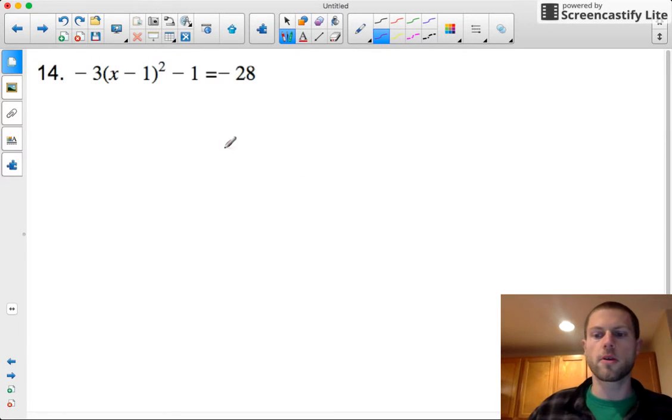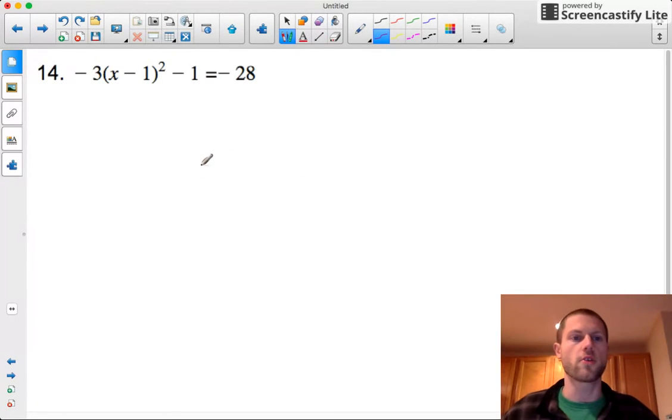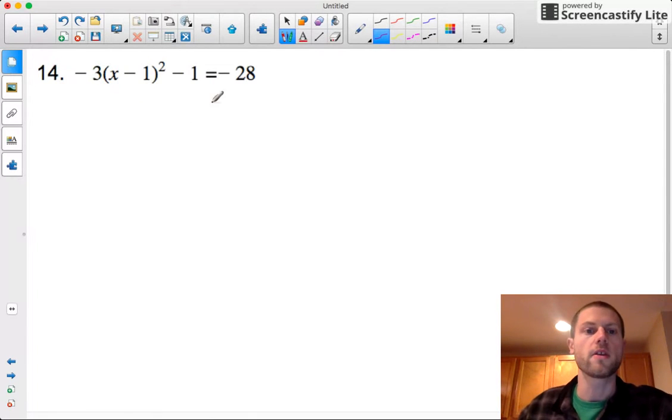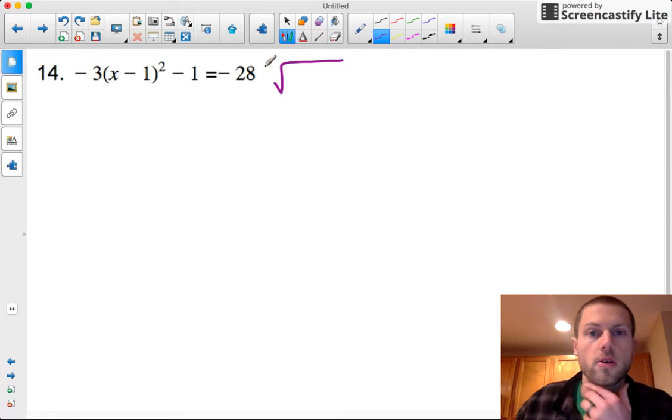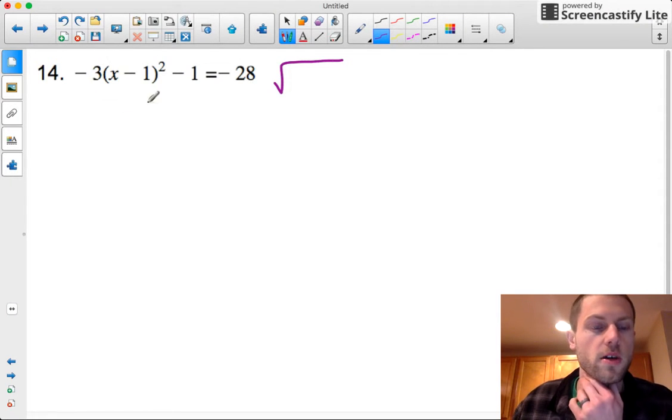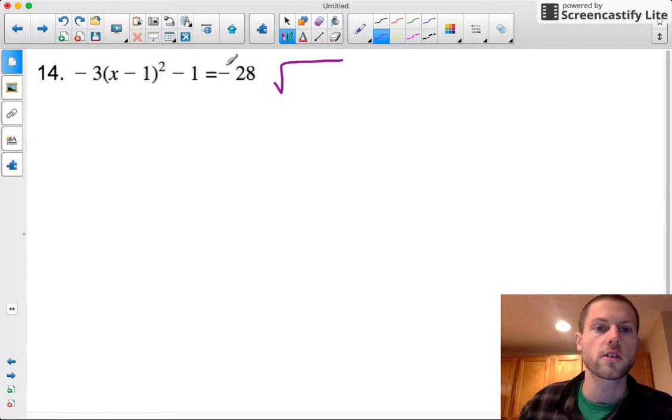Alrighty, in this problem here, we are going to be solving this quadratic equation using the square root method. The reason I know that we want to use the square root method is because I have this thing that kind of looks like vertex form. I have my x inside of these parentheses, and this parenthesis quantity is being squared. The only way that I'm going to get the x by itself is if I end up square rooting this quantity.